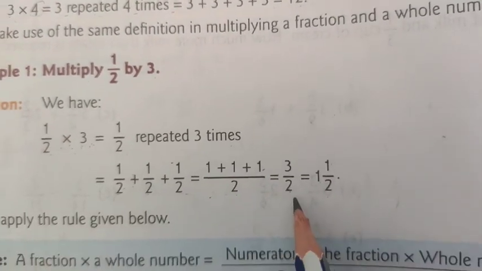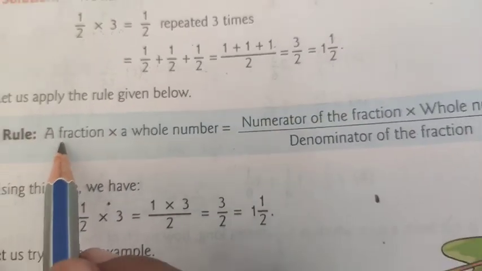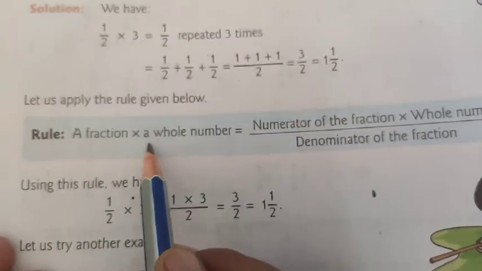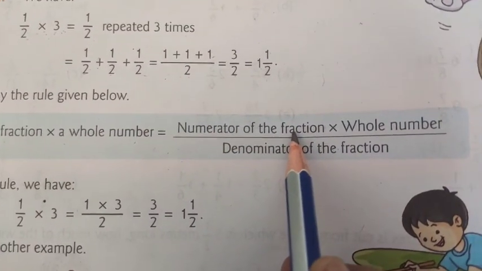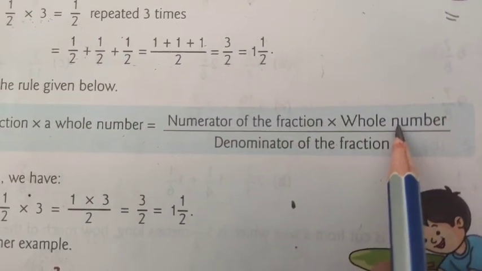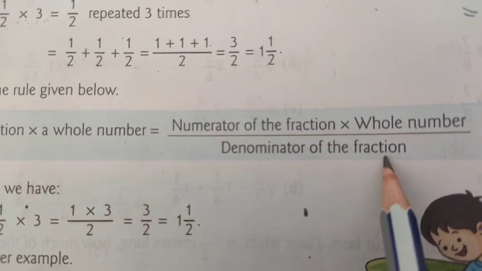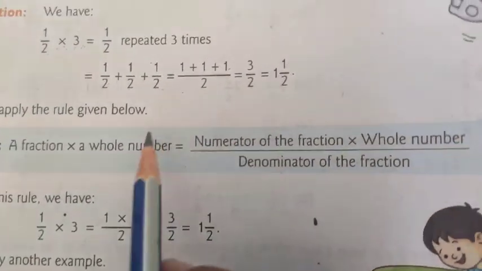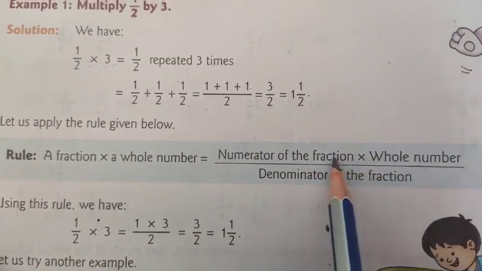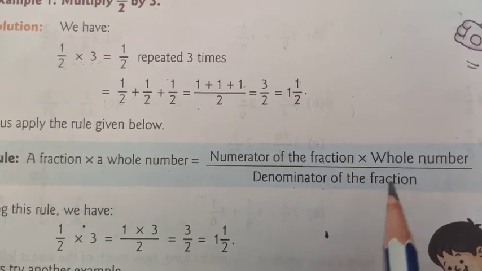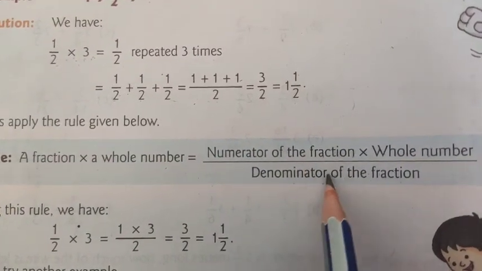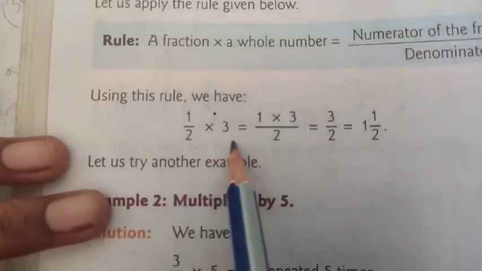So what is the rule here? A fraction multiplied by a whole number is equal to the numerator of the fraction into the whole number, upon the denominator of the fraction. Numerator and the whole number multiplication you have to write in the numerator, and the denominator of the fraction is the same.